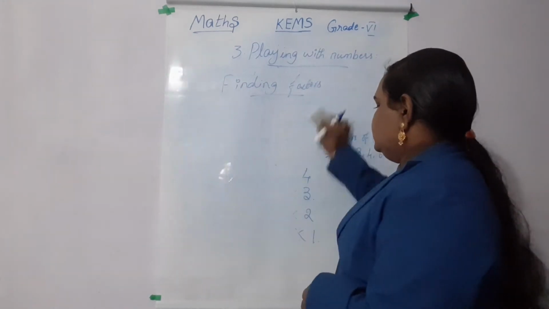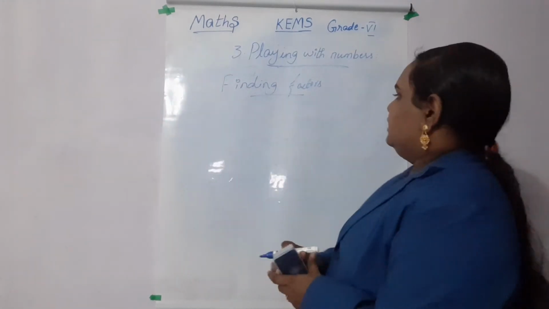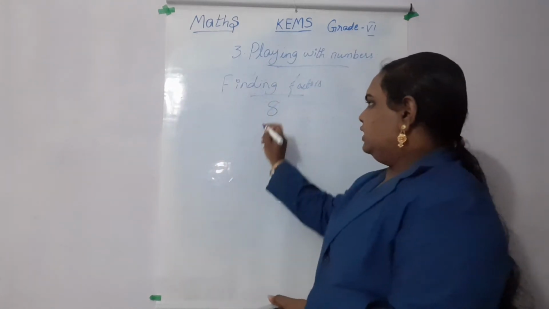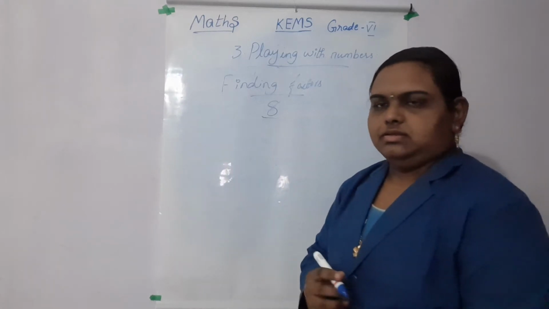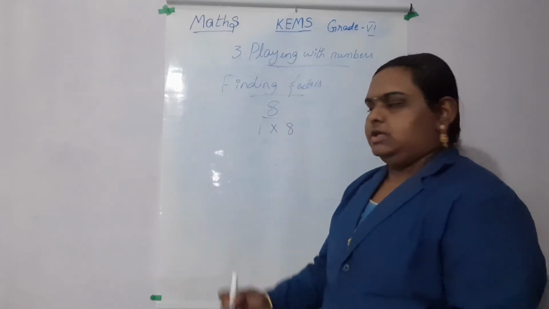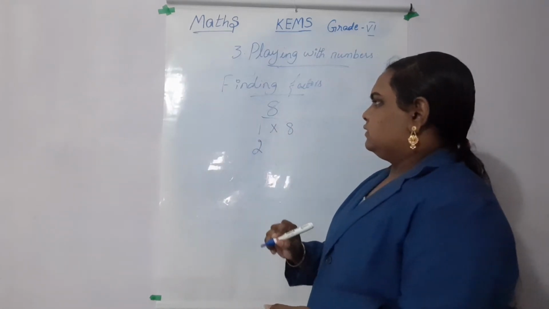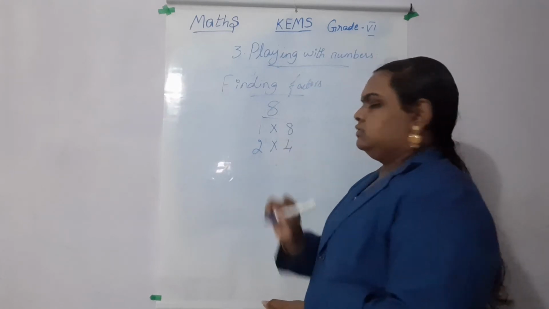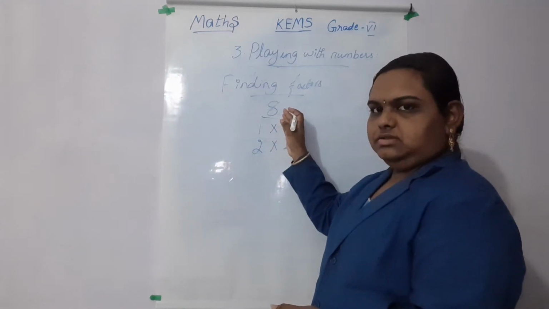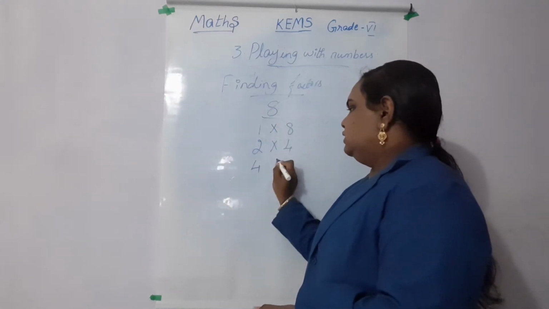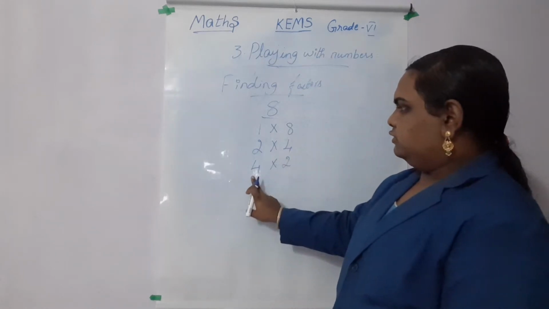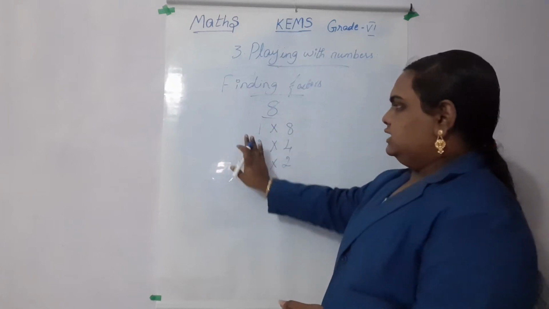Okay, next I am taking the number 8. What are the possibles? Can anyone say? First one is 1 into 8. If we take a number 2, yes, 4. Then if we take a number 3, can we get the answer? No. Then 4 into 2, then the next number is 8 into 1.